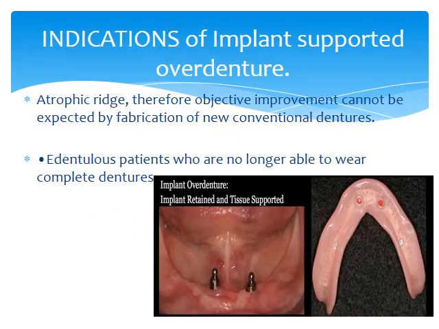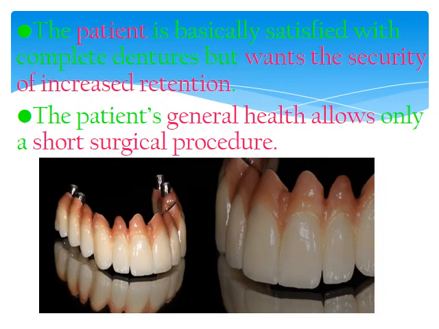The indications of implant-supported overdenture: atrophic ridge, where objective improvement cannot be expected by fabrication of new conventional dentures, and in edentulous patients who are no longer able to wear complete dentures. Also when the patient is basically satisfied with complete dentures but wants the security of increased retention, and the patient's general health allows only a short surgical procedure.